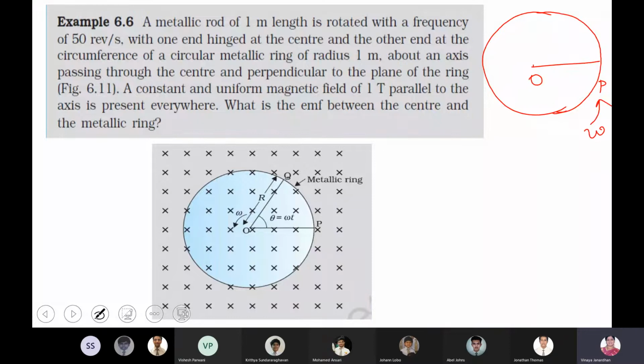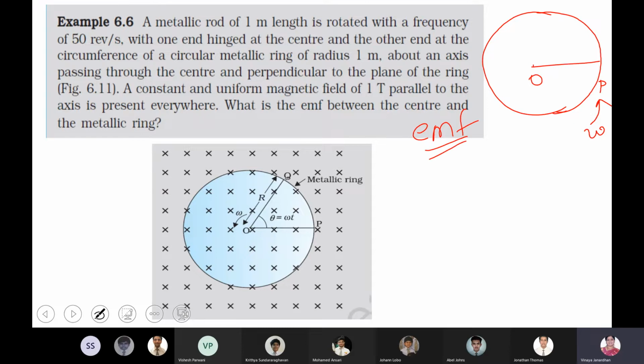And this entire metallic ring with the metallic rod OP is placed in a uniform magnetic field. As the metallic rod rotates, it cuts the magnetic field lines, because all the field lines are perpendicular to the plane of the page, or the plane of the metallic ring. So once it cuts the magnetic field lines, an EMF is induced across the metallic rod OP, which means electromotive force.